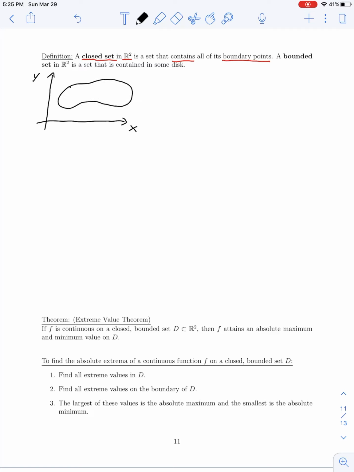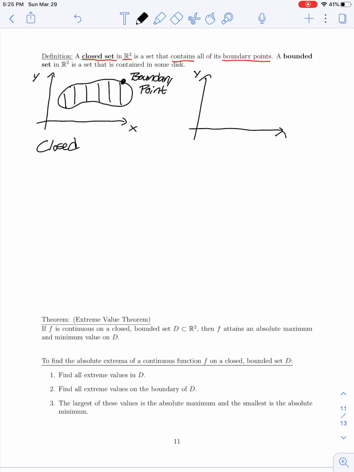So graphically, in the xy plane, a closed set would be any region that contains its edge. So here, boundary points are these points on the edge. And as long as our set contains all of these boundary points, then it is considered a closed set. So this would be an example of a closed set.